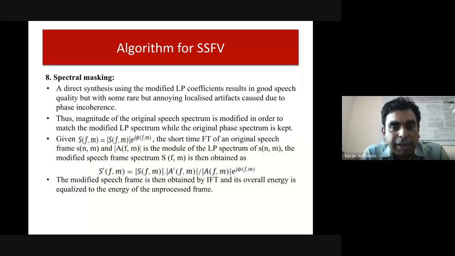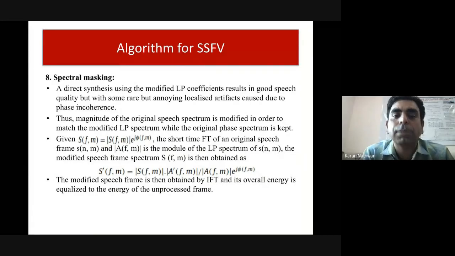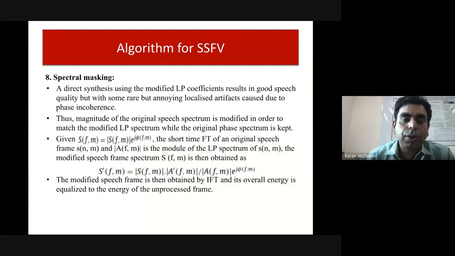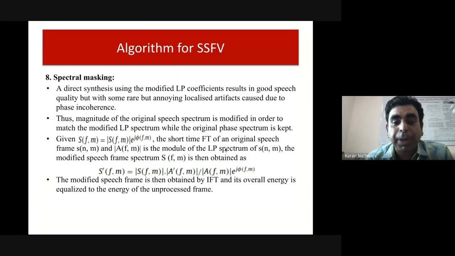Now, my last step is spectral masking. A bit of mathematics I'm explaining here so that it becomes clearer how the spectral masking is being done. So let's suppose this is the original spectrum, the short time Fourier transform of the original signal. Okay, now this is the modulus of the LP spectrum, that is the original one. That is what we have taken, A, f, comma, m. If you remember, we have A, that is your LP coefficient. We take the spectrum of it. We got the LP spectrum of the original LP coefficient.